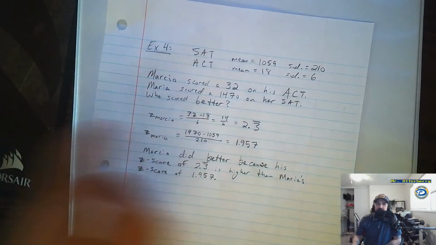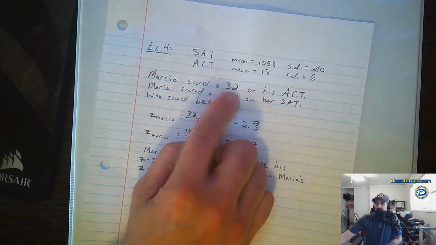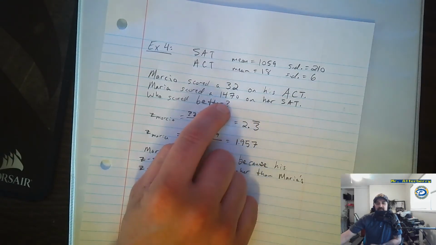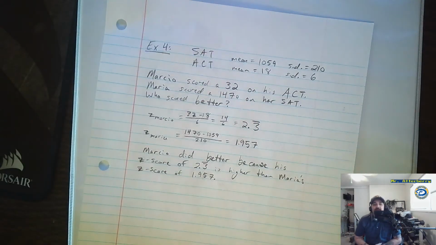All right, so let's say we got two students, Marcio and Maria. And let's say Marcio scored a 32 on his ACT, and Maria scored a 1470 on her SAT. Who scored better? Okay, so he scored a 32 out of 36, and Maria scored a 1470 out of 1600. Okay, they both scored extremely well, but who actually scored better? So we're going to look at these scores to see who actually scored better.